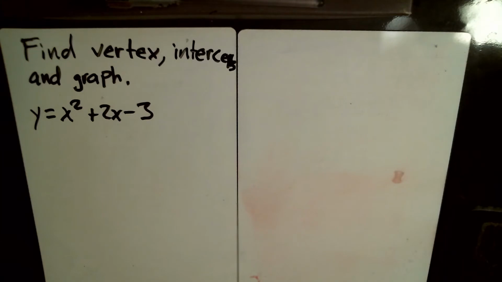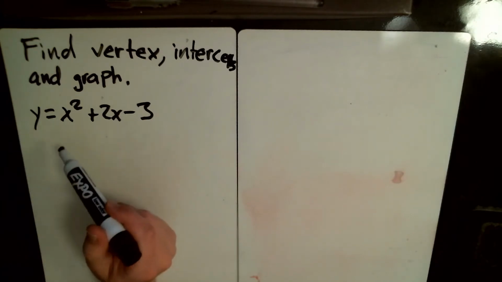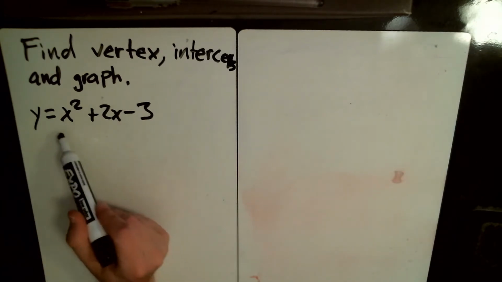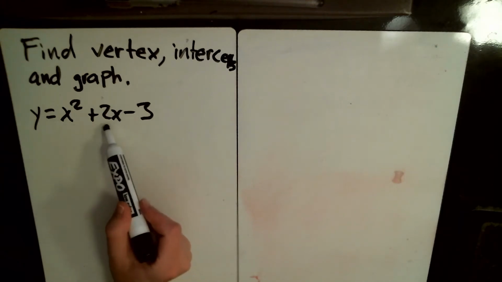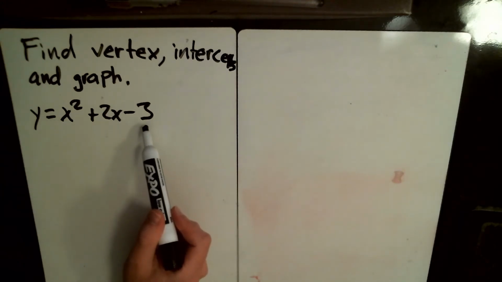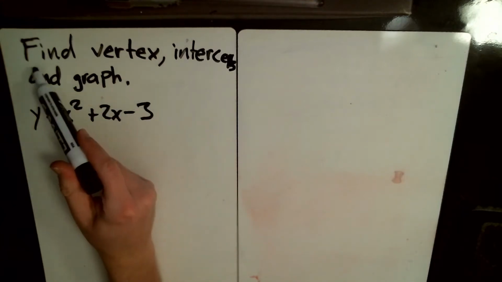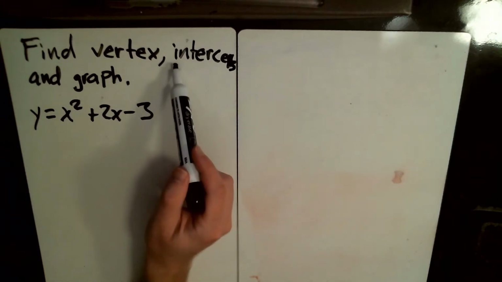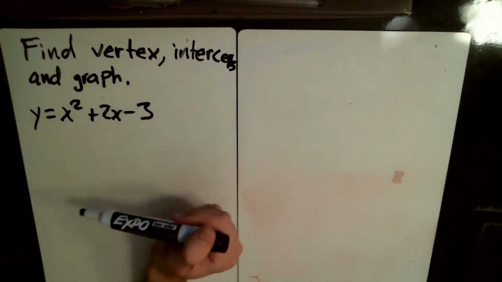In this video, we're going to look at a similar thing to what we were doing before, only we're going to actually sketch a more detailed graph of a quadratic like this. So we've got a quadratic here, x squared plus 2x minus 3. And what I want to do is find the vertex, the intercepts, and then graph it.